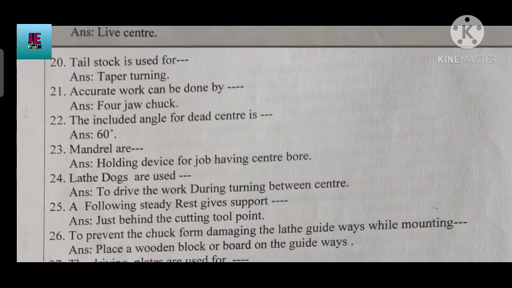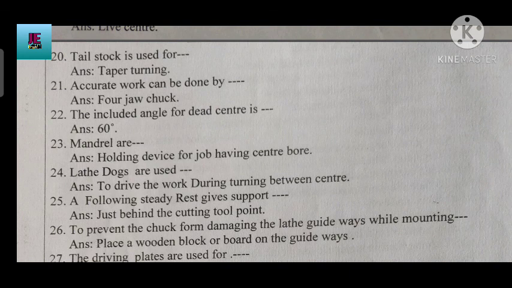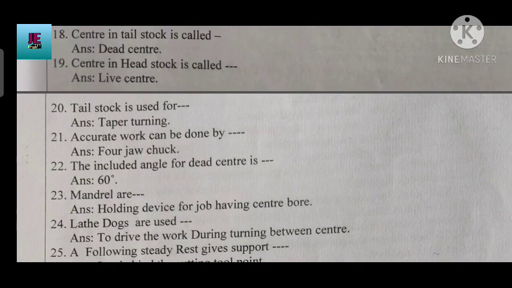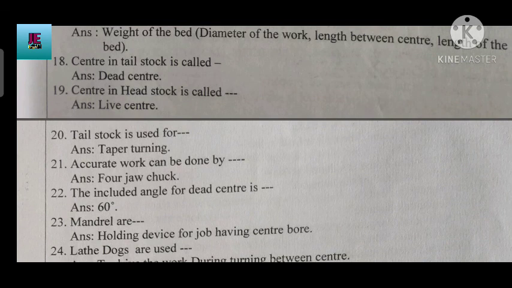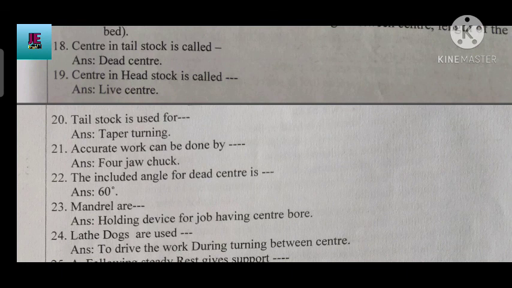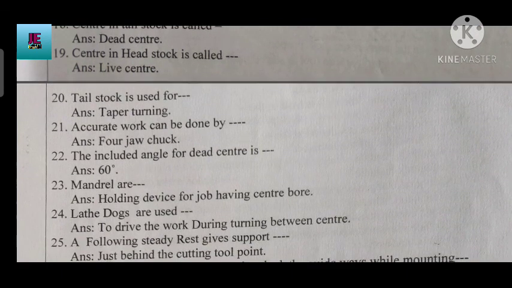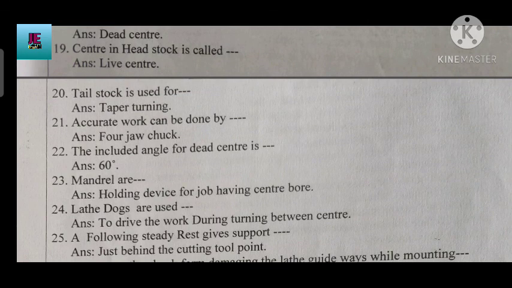Number 20 question, the tailstock is used for taper turning. Accurate work can be done by the 4-jaw chuck. The included angle for the dead center is 60 degrees. Mandrels are holding devices for jobs having a center bore. Lathe dogs are used to drive the work during turning between centers. The follower steady rest gives support just behind the cutting tool point.